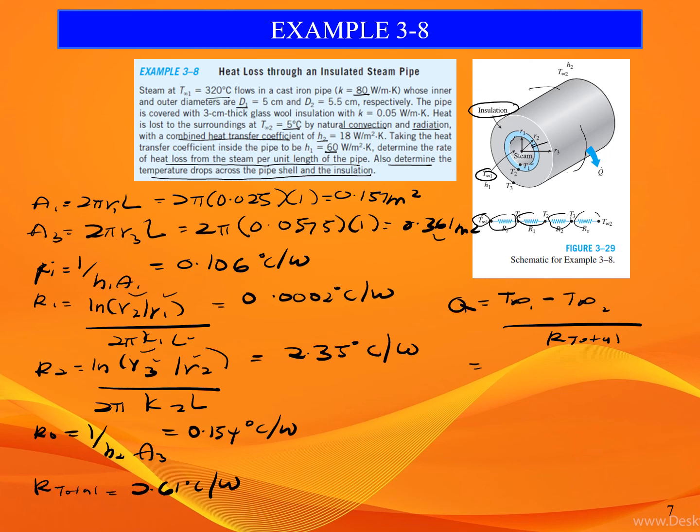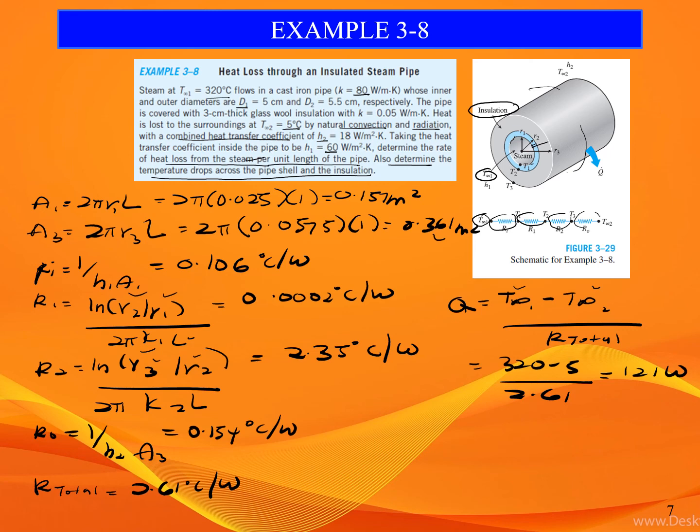The answer would be 315 over 2.61, which is about 121 watts. Why do we have to find the difference between T infinity 1 and T infinity 2? Because it is the heat loss from the steam. The heat transfer occurs from the hot medium to the cold medium, right? So we take this as T infinity 1, T infinity 2.